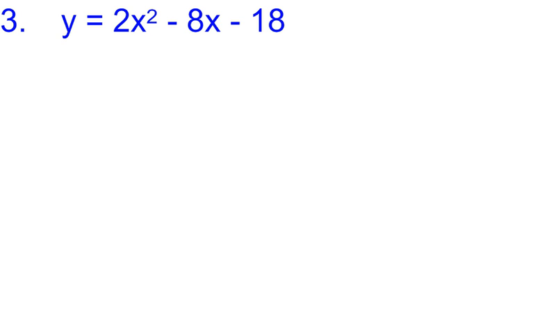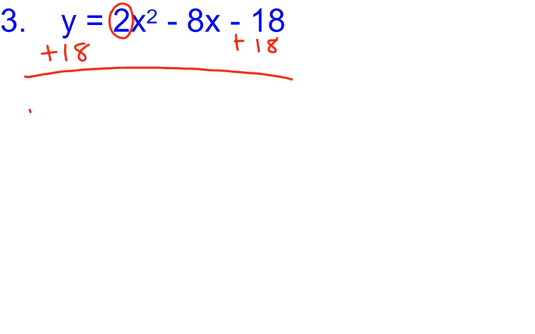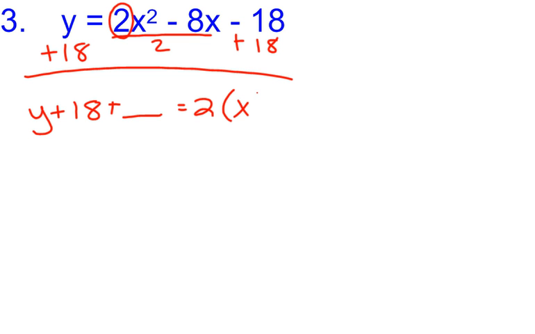Number 3, then, you'll notice we have an a value other than 1. So that's what's different about number 3. I still move the constant over first. So I have y plus 18 plus blank equals. And then I'm going to factor that 2 out, meaning I'm going to divide both of these terms by 2. So I put the 2 on the outside, and I'd get x squared minus 4x plus blank.